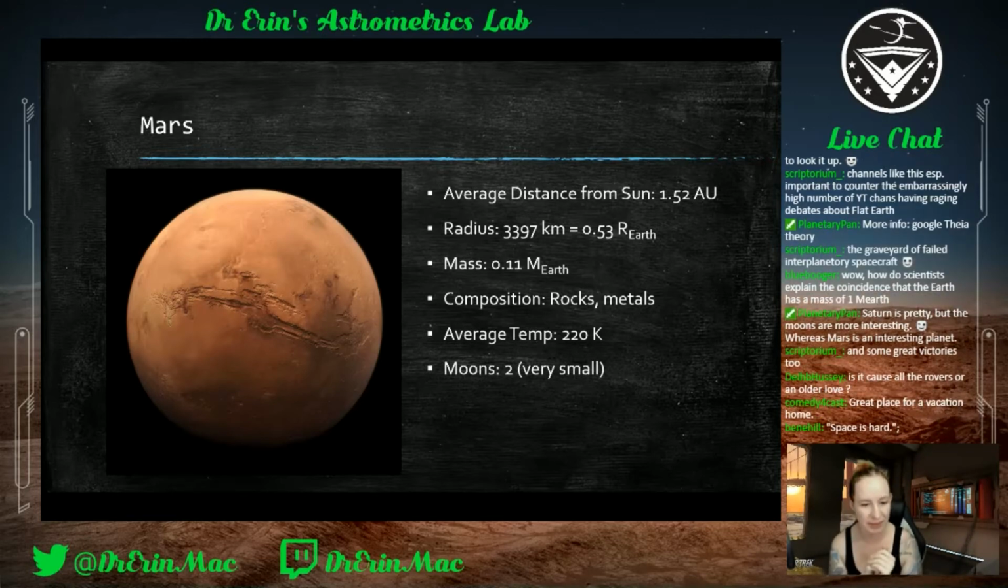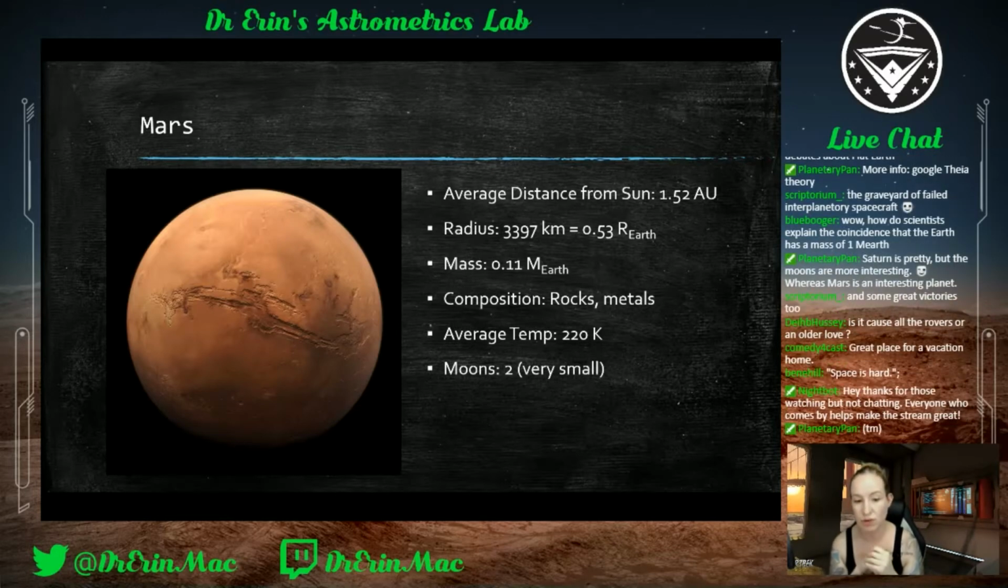And yeah, space is hard and scary and dark. The average temperature is about 220 Kelvin. It does have an atmosphere, but it's only 0.6% of what it is here on Earth. So 0.006 times what Earth's atmosphere is.